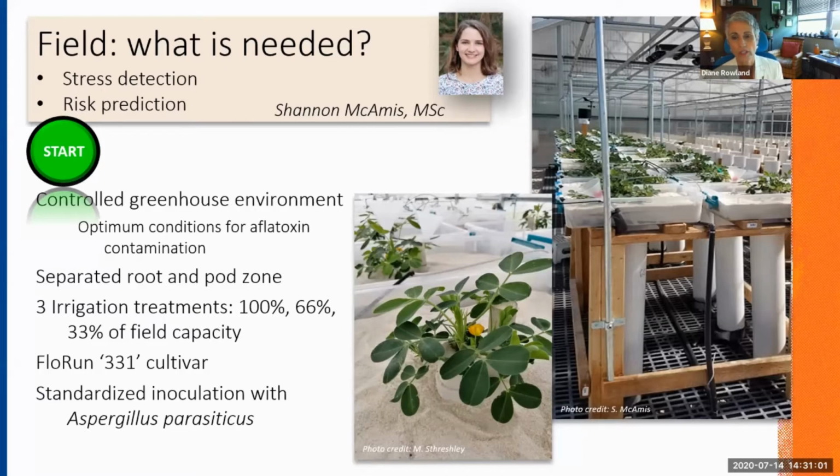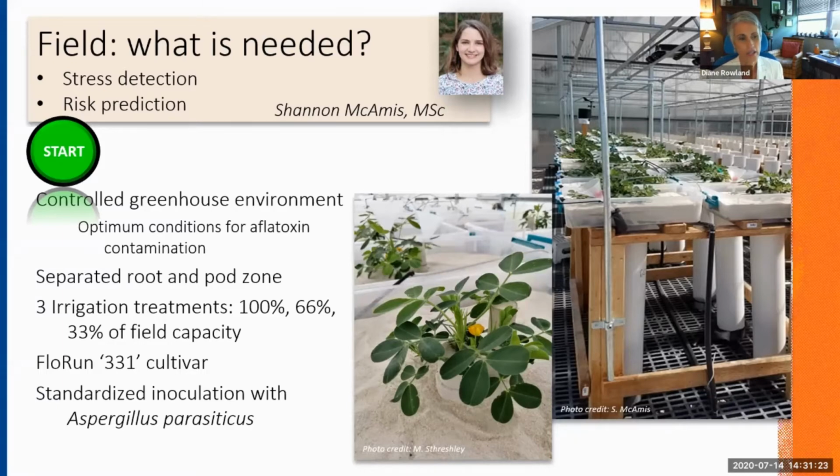So this is work by Shannon McCamus, who was a master's student in my program. And when Shannon and I discussed the best approach, we debated about whether to start in a controlled environment or in the field. I always love to go straight into the field, but we discussed that it probably would be better to start under controlled conditions in a greenhouse.